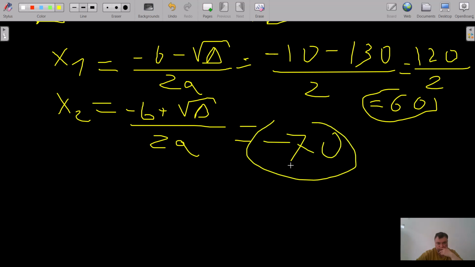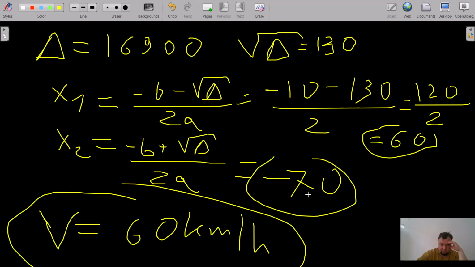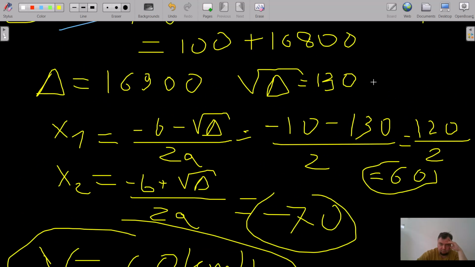So we can eliminate minus 70 because minus 70 is a negative number and speed cannot be negative. So therefore we know that the average speed V equals 60 kilometers an hour. And that's our solution. Just one more time, let's verify. Minus 10 minus 130. How much is it?